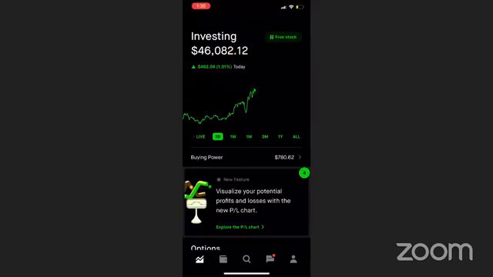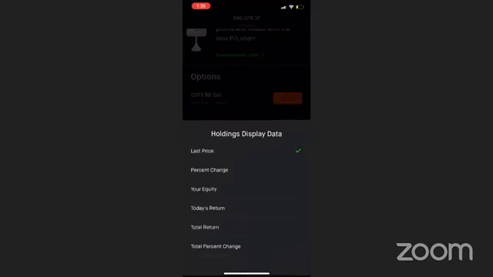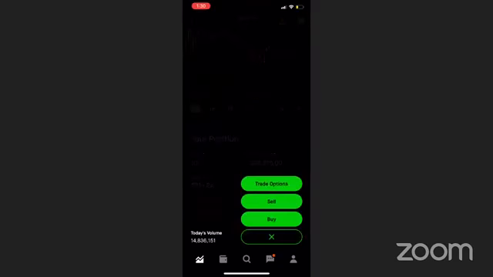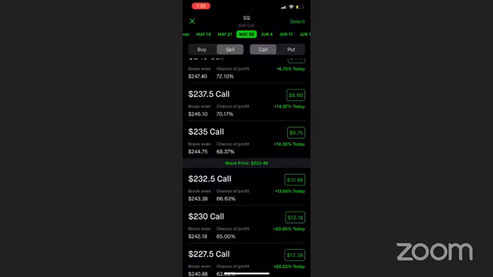Go find a stock, any stock. Here's Square. Look at Square. Trade options. Look at May 28th at the money. So Square costs double DoorDash, but if you look at their at the money strike, it costs about the same. I think DoorDash's was like $9.50. This is $9.75, but you get leverage over a stock that costs $235.